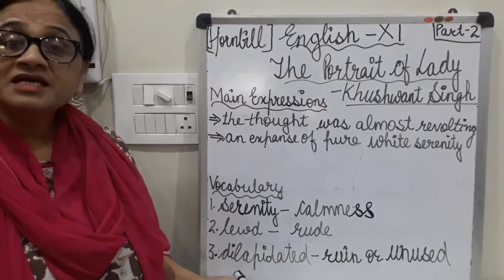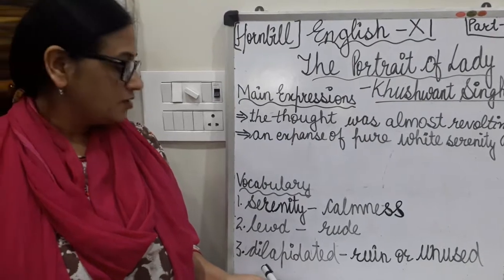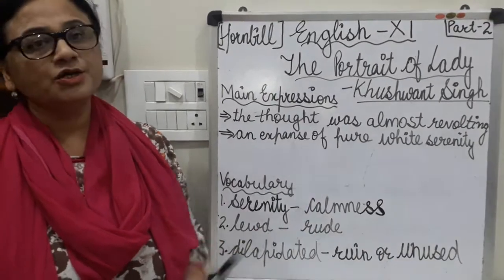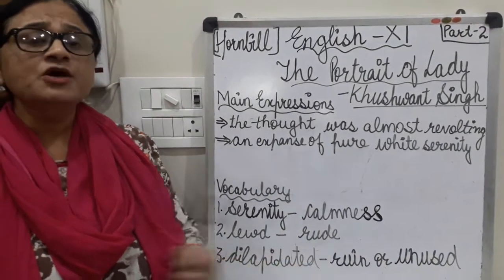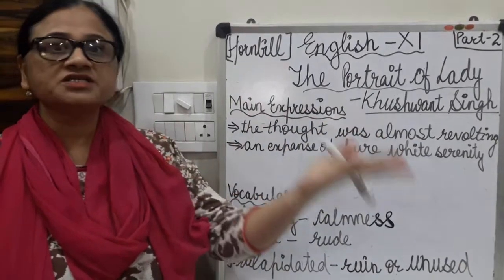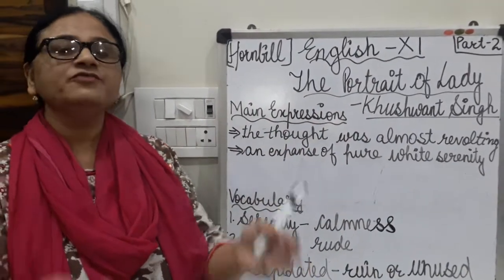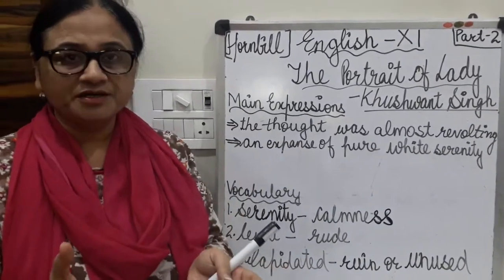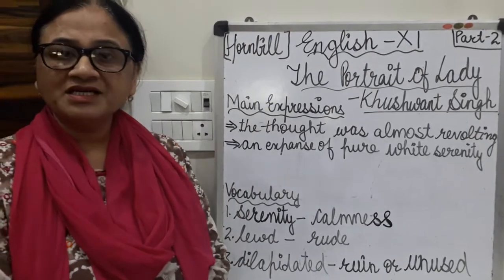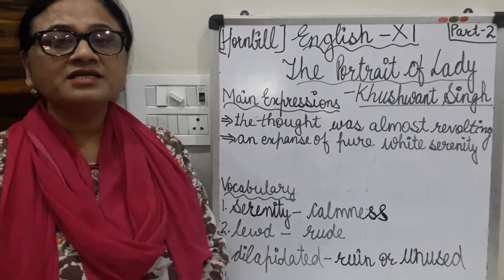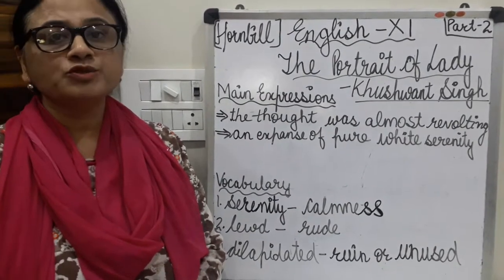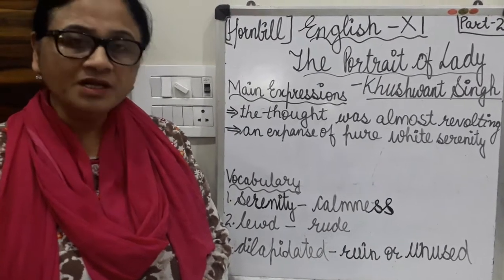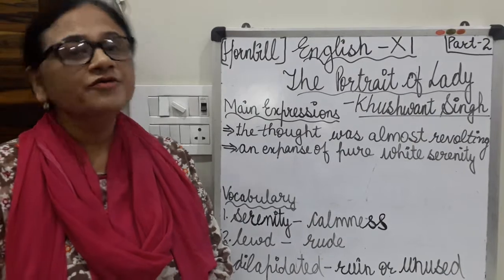Then the next word is dilapidated. The word dilapidated means ruined or unused. Now what does ruined mean? When things are not used by us for years and years, and suddenly we take them out, their condition or use is not the same. That is called dilapidated. And how can you make a sentence with dilapidated? Like this: I took my old toy from the storeroom, but it was totally dilapidated. I hope you understand, and you will write it in your fair copy.